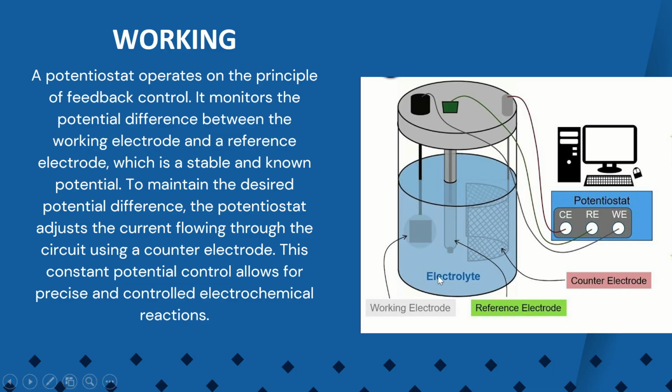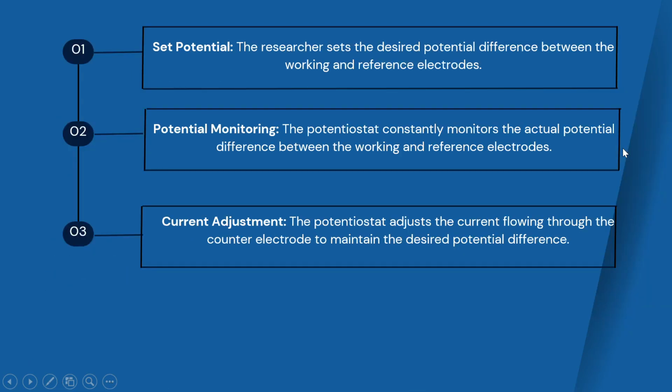These reactions take place in the solution which you can see here, and that data is analyzed here and we can get the output. Actually, how does it happen? First, in a laboratory scale or anywhere, a person will set the desired potential difference between the working and the reference electrodes. Then the next step comes.